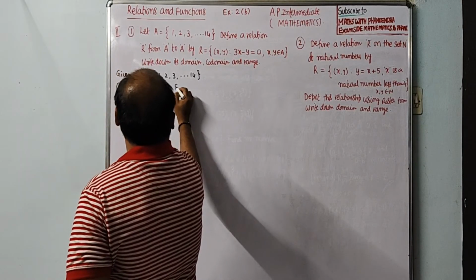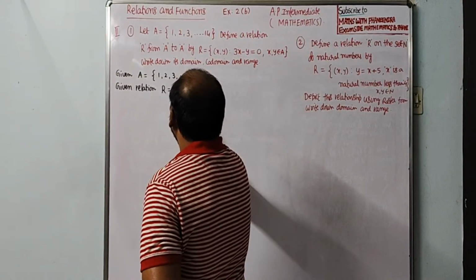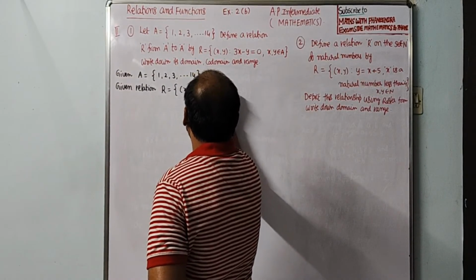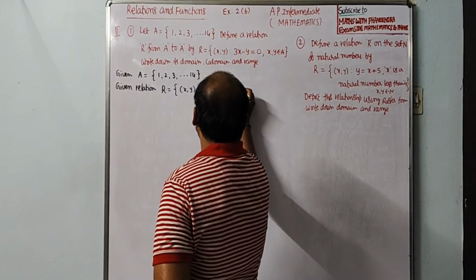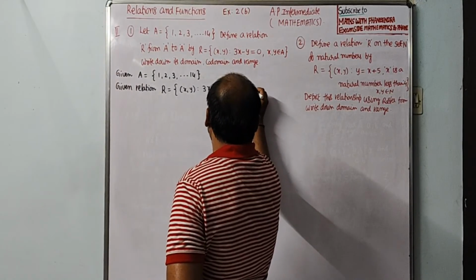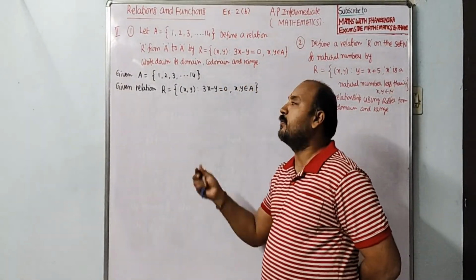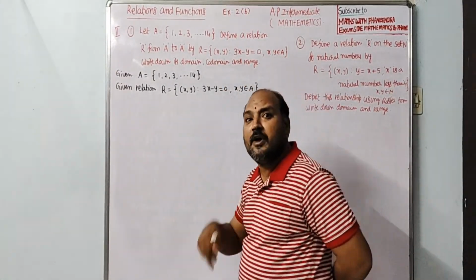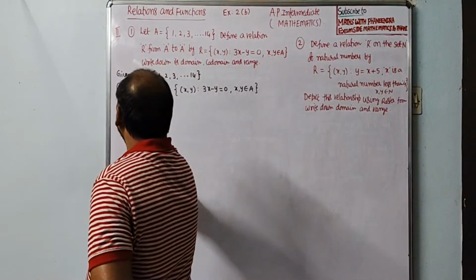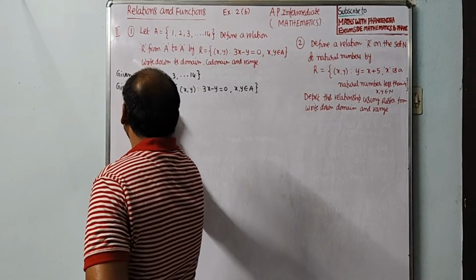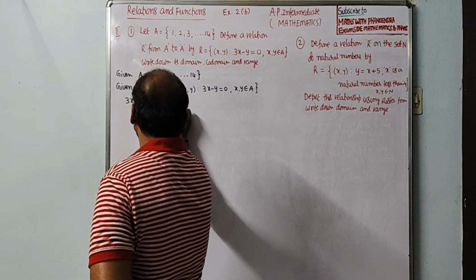R equal to {(x, y) such that 3x minus y equal to 0, where x, y belongs to A}. This is the relation given. So what are the elements which belong to this relation? We can find it. What is the condition they provided? 3x minus y equal to 0. That implies y is equal to 3x only, no?